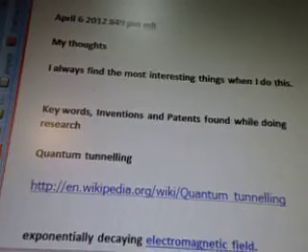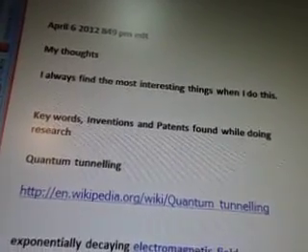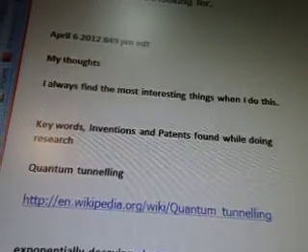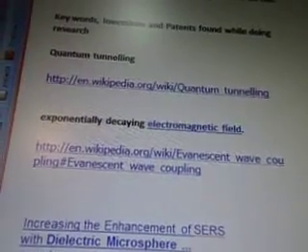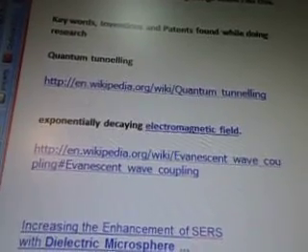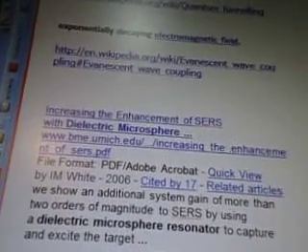I always find the most interesting things when I do this. Keywords, inventions, and patents found while doing research. First keyword was quantum tunneling. Exponentially decaying electromagnetic field was the next one. And that was under evanescent wave coupling.